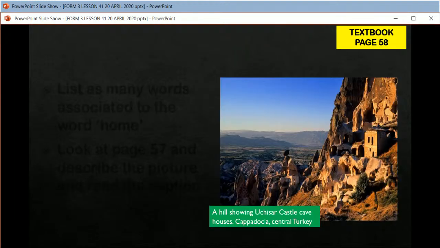Okay, so this is your textbook, page 58. If you have the textbook, look at the textbook. You will see a better, clearer picture because I couldn't find a nice picture such as the one on page 58. So you look at that picture, which is the first page of your unit about homes. It shows a hill with, I do not know how to pronounce this word, Yushisar Castle Cave Houses. The houses are built on a cave, it's in Turkey.